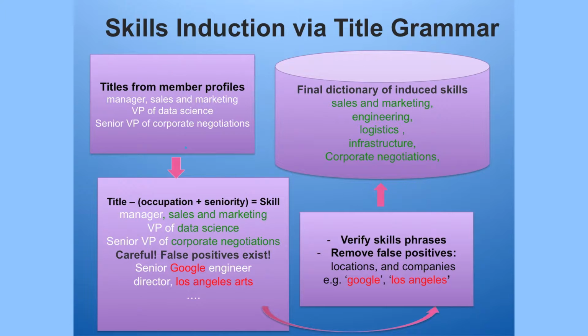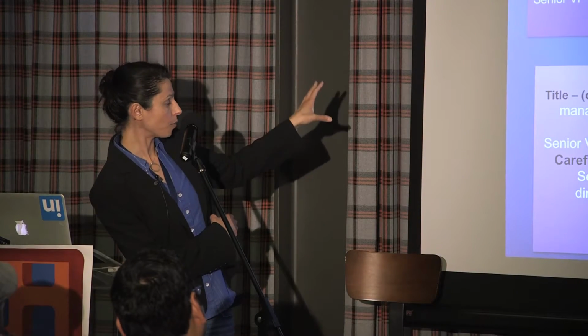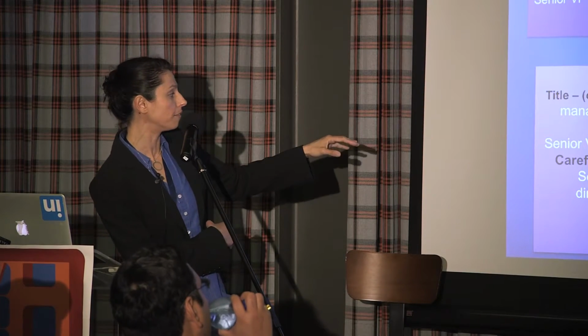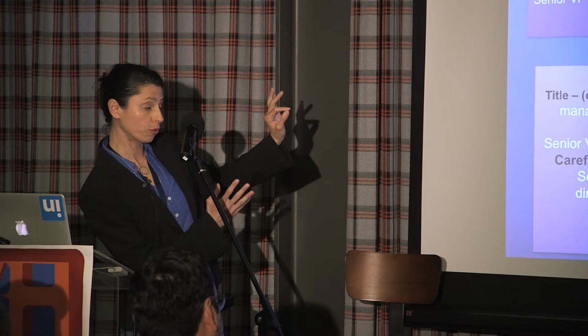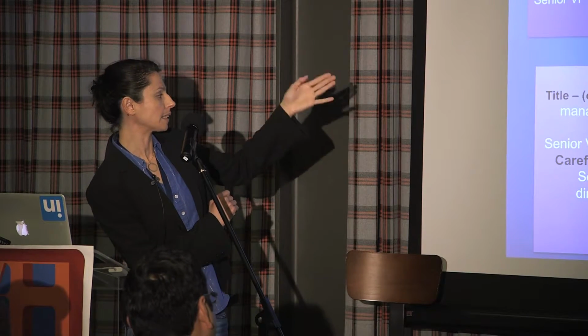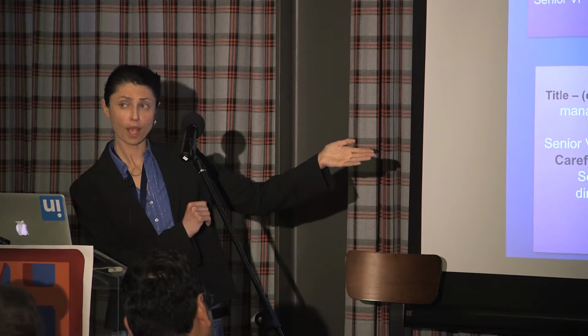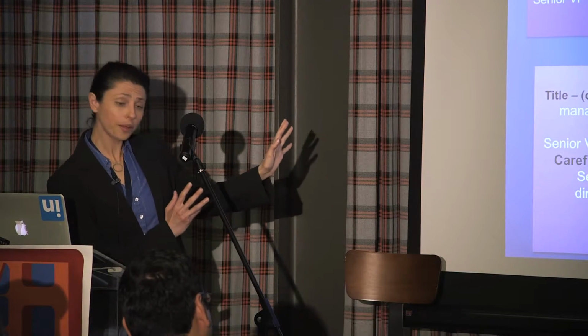And a skill is basically a title without the occupation and the seniority. So if we look at titles like manager, sales and marketing, or VP of data science, or senior VP of corporate negotiations, and we remove things that we know are core occupation words and seniority, like manager or VP of or senior VP of, then we will get, hopefully, though not always, something like sales and marketing, data science, corporate negotiations, etc. Now, there are going to be false positives.